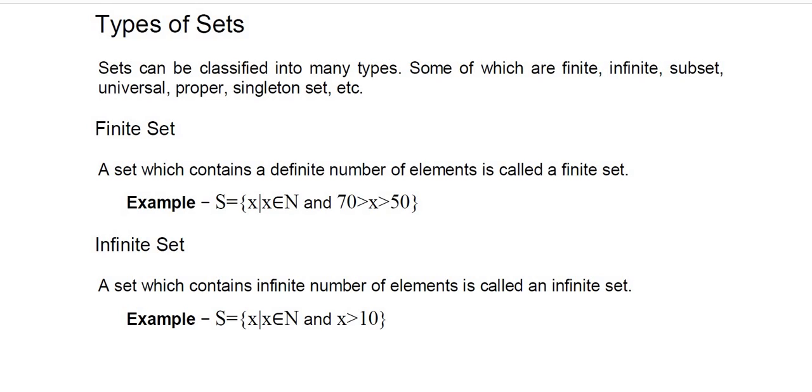So sets can be classified into many types. Sets can be classified into many types like finite, infinite, subset, universal set, proper set, singleton set, etc. So first you will see finite set. So a set which contains a finite number of elements is called a finite set.